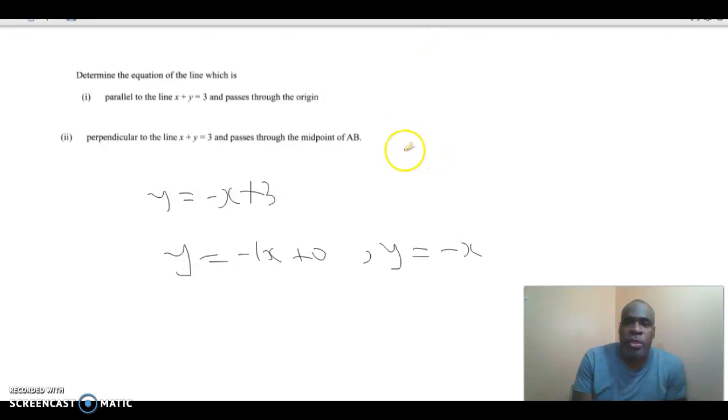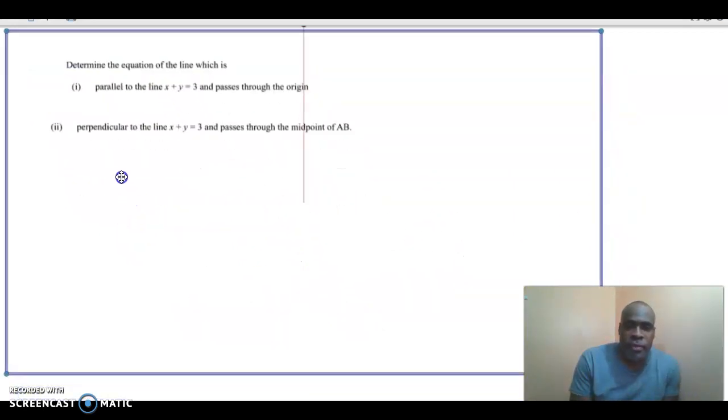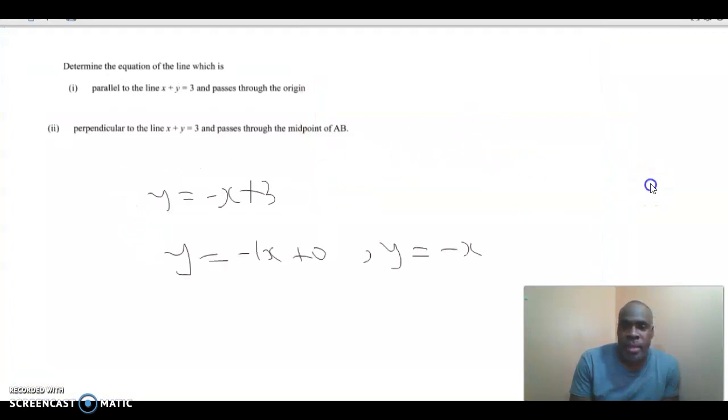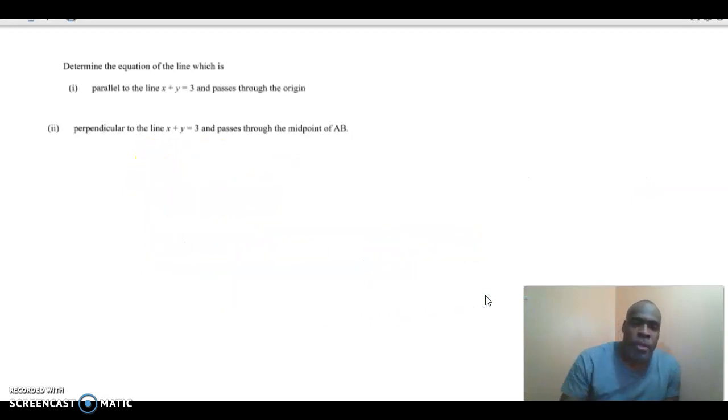Alright, so this is where we were. Now, we're going to go to part 2 of the same question. Let's get rid of this one instead. Okay. Now, part 2 of the question asks us to determine the equation of the line which is perpendicular to the line x plus y equals 3, which passes through the midpoint.